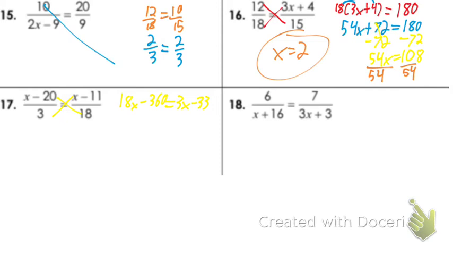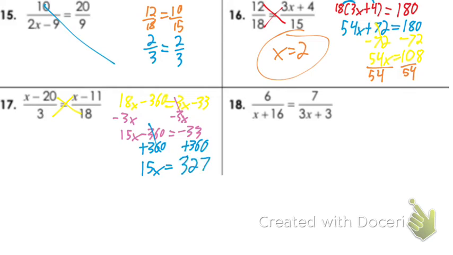Okay. Now, have we seen an equation like this before? Yes, let's subtract the 3x. Let's get those x's together by moving the smaller one over. So 15x minus 360 equals negative 33. Okay, now what? Let's add 360 to both sides. 15x is equal to 327. Divide by 15. All right, what do we end up getting it to be? 21.8. I agree. Very good.